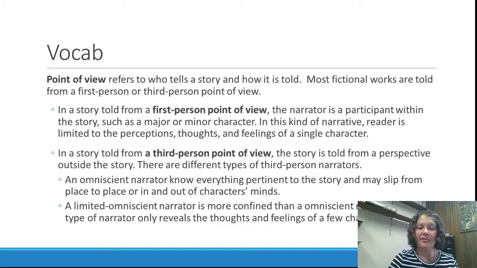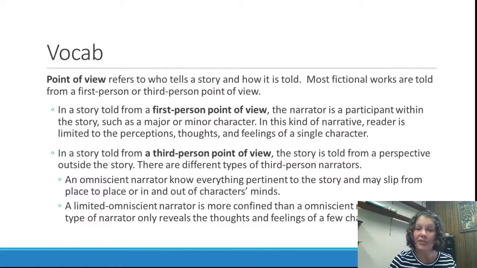In a story told from a first-person point of view, the narrator is a participant within the story. This means that the narrator is usually a major character or a minor character. And in this kind of narrative, the reader is limited to the perceptions, thoughts, and feelings of a single character. So as a reader, you really only know what's going on in the mind of one character, and you're viewing everything else through the eyes of that one character.